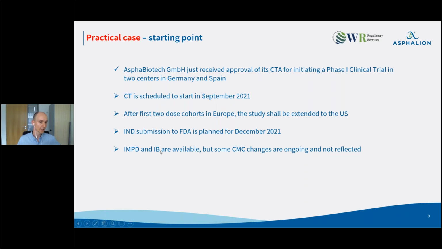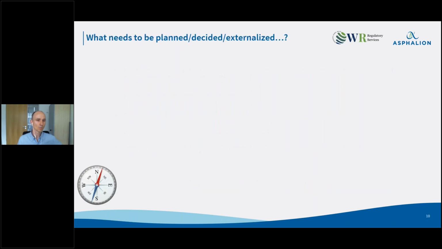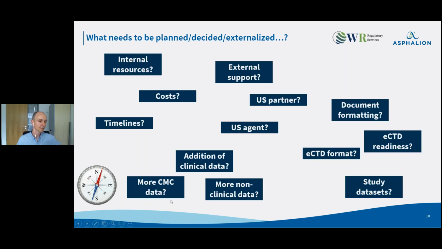Now you have your IMPD and IB, but of course there's some CMC changes, and they're not yet reflected in the IMPD and IB. So what do we need to do now? And if this was now an interactive session, I would take your feedback, but we'll just move forward. And we reach a point where a lot of companies are surprised by all the things that might need to be considered. Such as that you might need to collect and summarize and write the sections for more CMC data. You might need to provide more non-clinical data because FDA requirements are different to the European requirements.